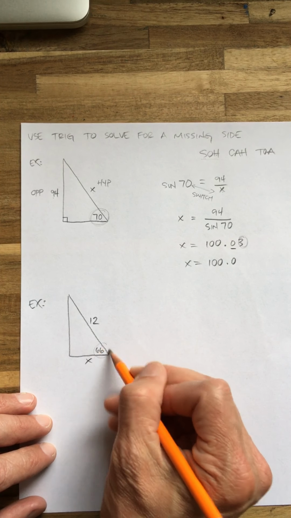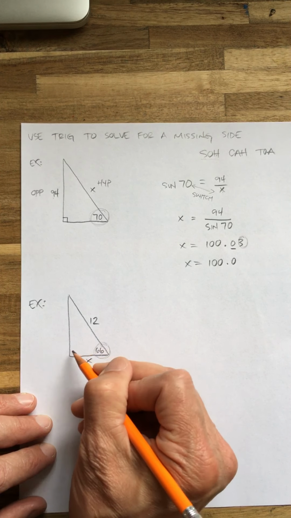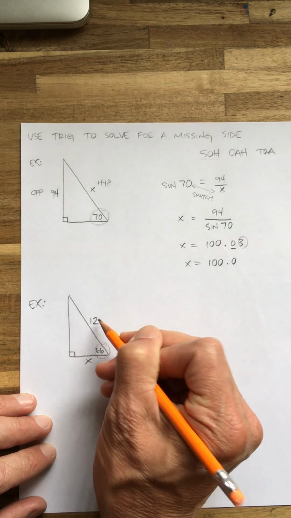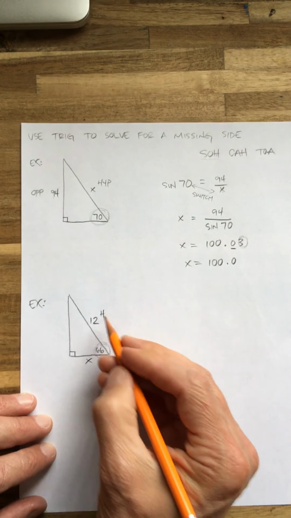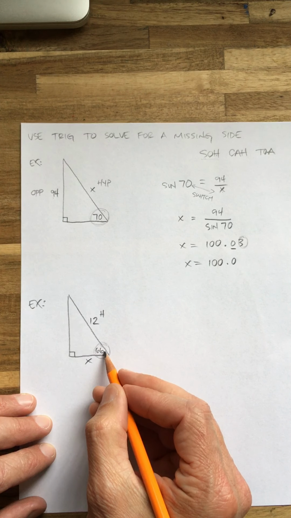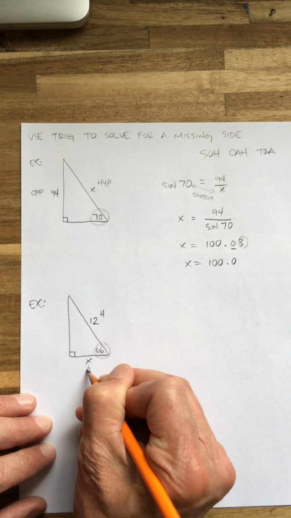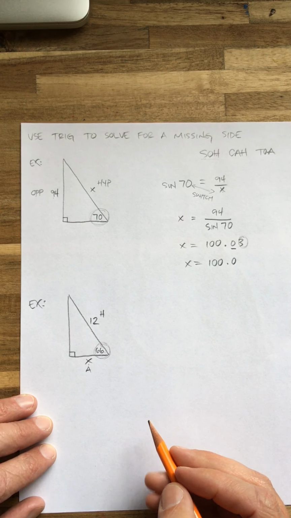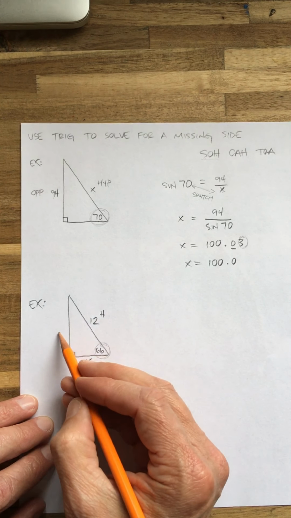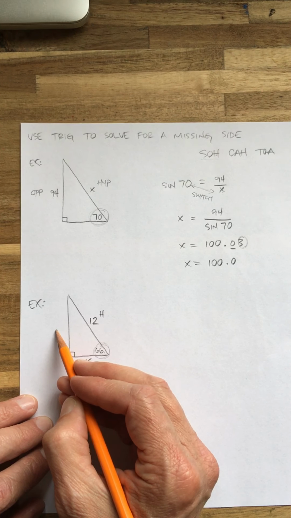So here's my angle right here. So what do I have? Well, here's my right angle, so this side obviously is my hypotenuse. And this guy right here is next to this guy, so this guy is going to be my adjacent, A. So we have hypotenuse, adjacent. What would this guy be? That's right, opposite. So that would be O.